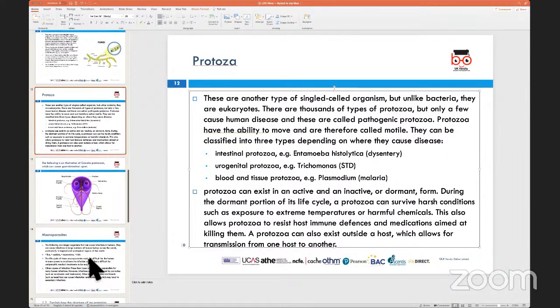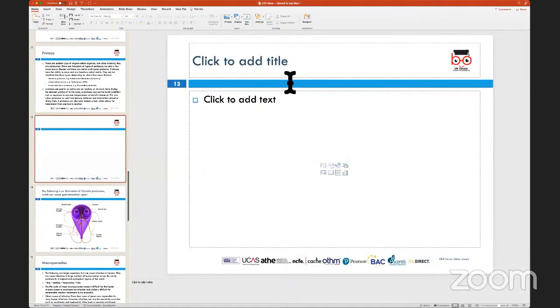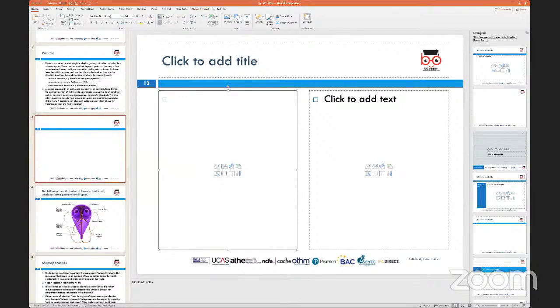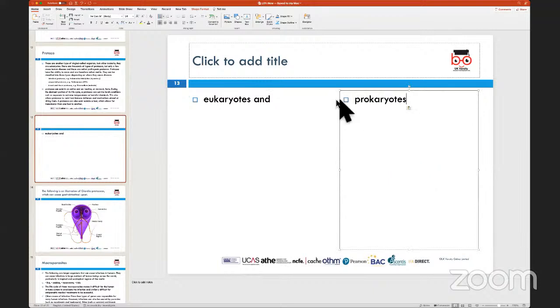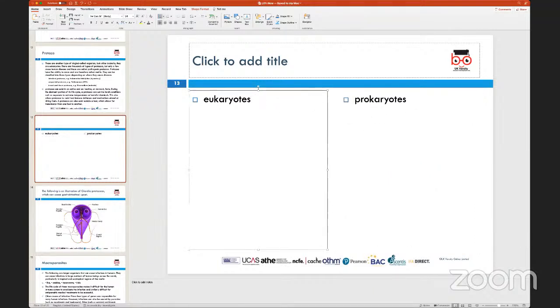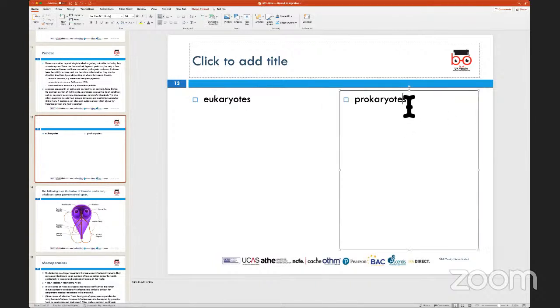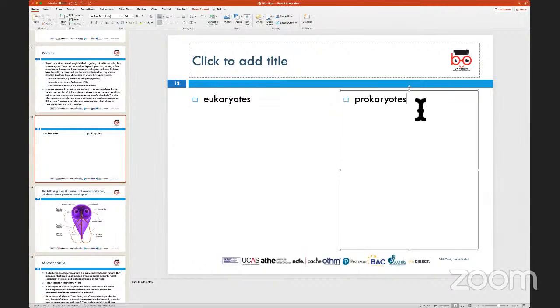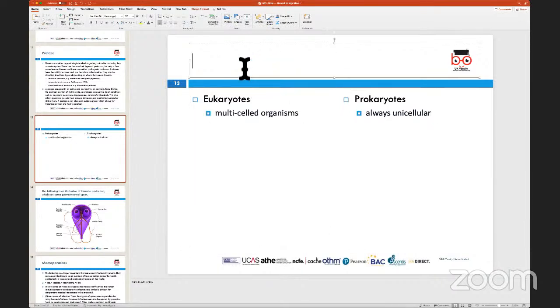Let me put in a slide here. When I talk about these two types, one is called eukaryotes and the other is called prokaryotes. Prokaryotes are always unicellular organisms, and eukaryotes can be multicellular organisms. That is the first difference between the two. Microorganisms can be unicellular and microorganisms can be multicellular. So protozoa can be two different types of organisms: one could be eukaryotes, multicellular, and the other could be prokaryotes, which are unicellular.